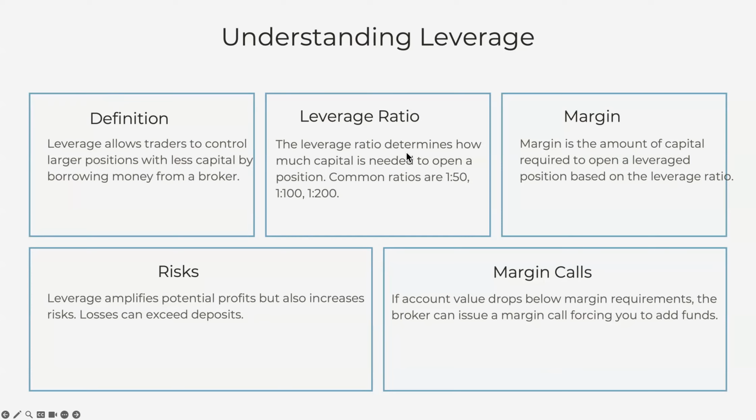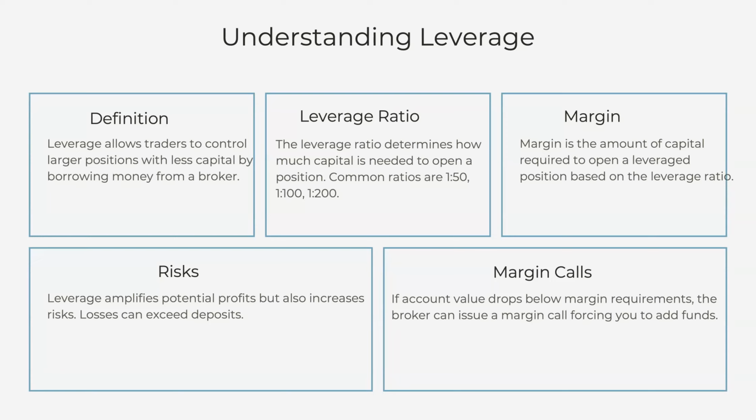All right, the leverage ratio determines how much capital is needed to open a position. Right, so if that broker says, well, we only do standard positions, or we only do down to a micro position, okay, there's going to be a certain amount that you have to have. We're going to talk about those different types of lot sizes coming up in the next couple of slides. Okay, margin is the amount of capital required to open a leveraged position based on the leverage ratio. So the amount of money inside your account. All right, and then what type of positions you can take.